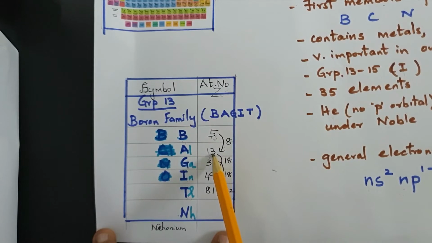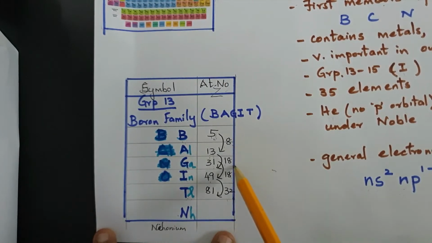Next, to the second element add 18, which will be 31, the atomic number of gallium. To the third element add 18, which will be the atomic number of the fourth element, 49. Now to find out the atomic number of the last element here, add 32. For all the other groups also, the same procedure is followed. 8, 18, 18, 32. You add it consecutively, you get the atomic numbers of the successive elements.